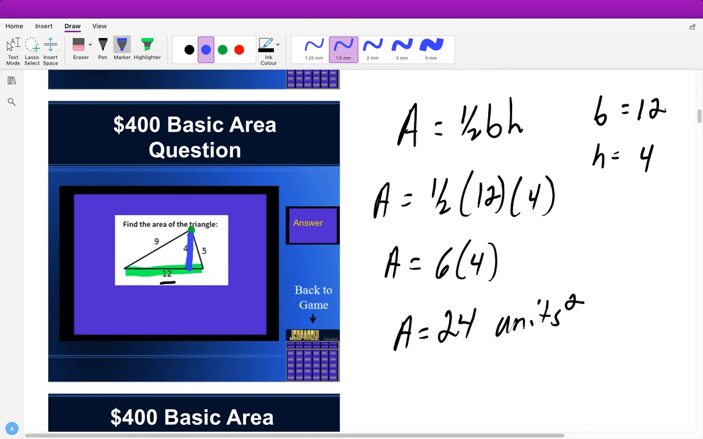Well, here's our height. And it's touching this vertex. So highlight this vertex a color. And then say, okay, what is the only base that's not touching that vertex? And that is this base here. So that means this has to be the base we're using for our area. All right, now let's move on to the next question.